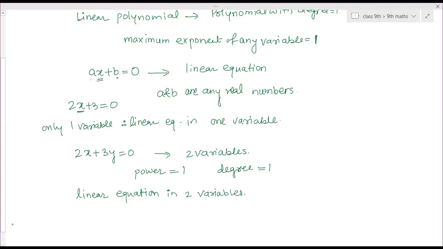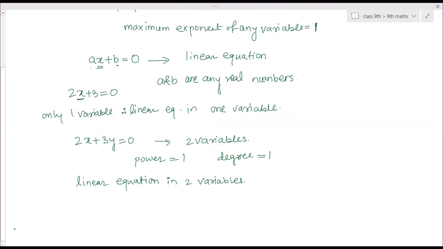Ma'am, does it mean if any polynomial has highest degree 1, it is linear? Yes. Any polynomial with any number of variables, it doesn't matter, 26 variables also can be there, but all of them should have the maximum power of 1. Then all of them are called linear polynomials. The number of terms can be anything. That is not a problem. And when we equate it to something, it will be a linear equation. Ma'am, so in the chapter polynomials, there were not all linear.